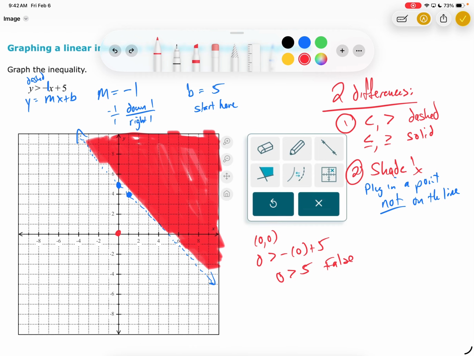So when you're solving an inequality, you're actually going through and showing that any point in that shaded region would work in that equation. Okay, so anything greater than that would work.